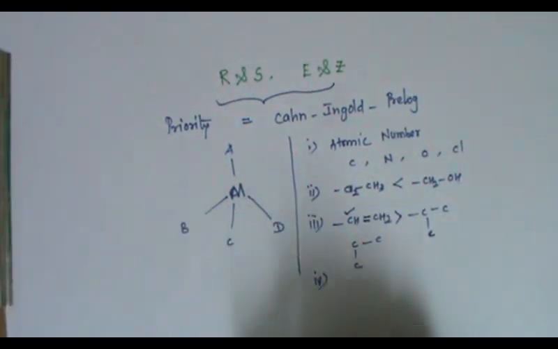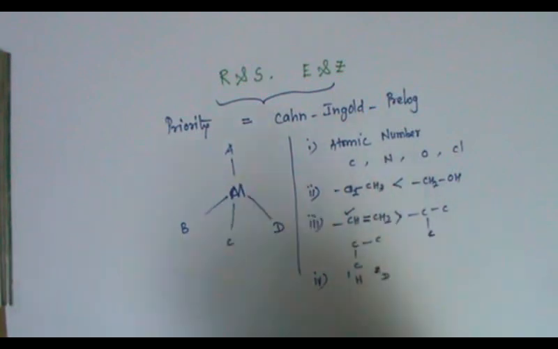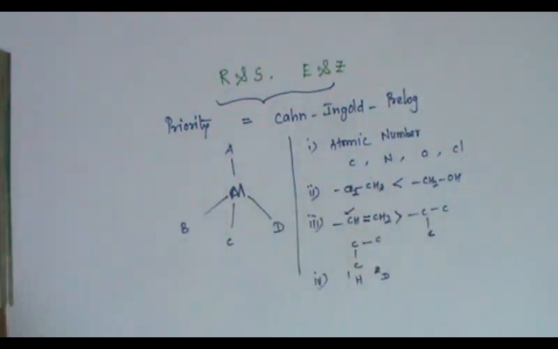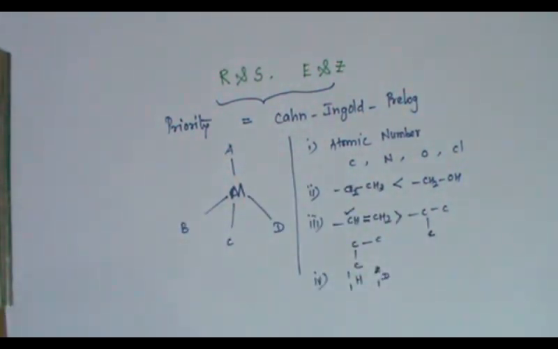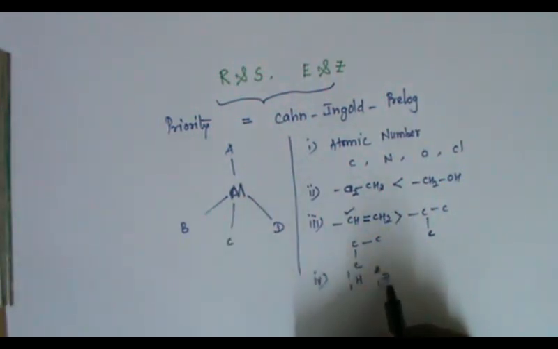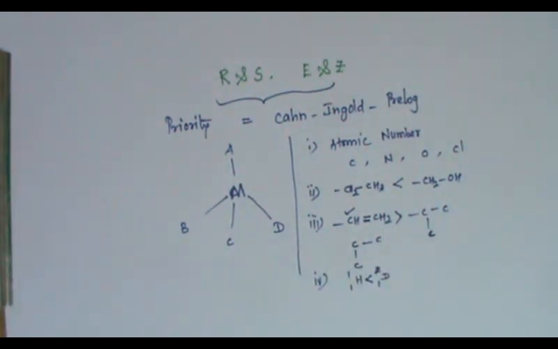Fourth one: if there are isotopes like hydrogen and deuterium. Earlier I mentioned you have to look for atomic number. In this case, the atomic number of hydrogen and deuterium are the same. So what we do is go for mass number. Since the mass number of deuterium is 2, it gets higher priority than hydrogen. Now, let us try to solve some problems based on that. That will be very helpful to understand this concept.